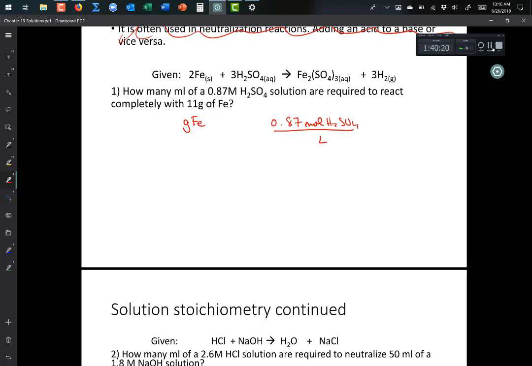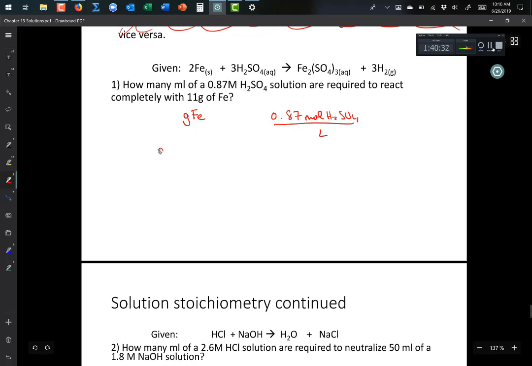Now, in stoichiometry problems, what units do you have to go to all the time? Moles. So in my head, I'm thinking this. I have grams of iron. I need to get to moles of iron. That's the molar mass, right? And now I know I'm looking for H2SO4, so I'm going to go to moles of H2SO4. I get there because I have the mole ratio from the balanced equation. So I know there's 2 moles of iron, that's the same as 3 moles of H2SO4.